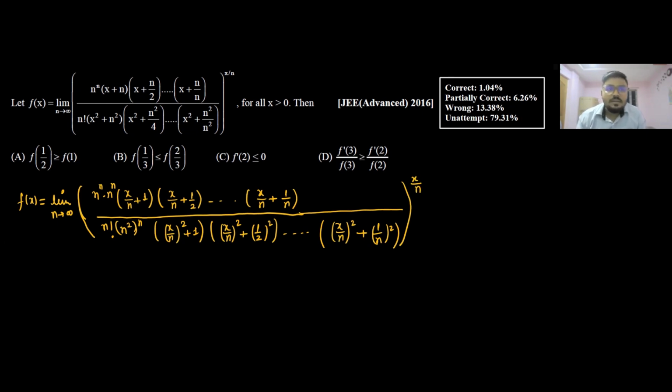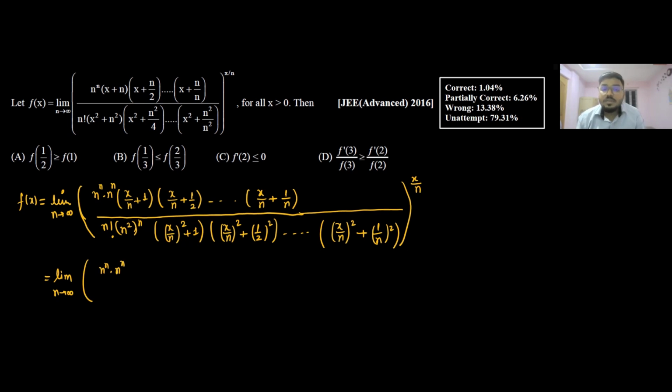Now you can see that we have actually formed this x by n, which I don't want. I want r by n. And here we are having 1 by 2 till 1 by n. So one thing I can do over here is rewrite this as n to the power n into n to the power n.